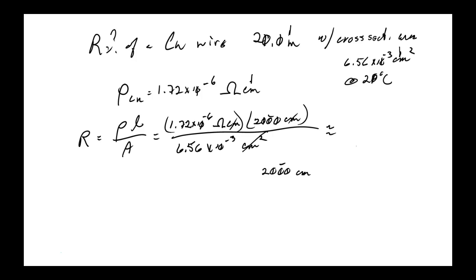Anyone get an answer yet? 0.524 is what they give in the book. 0.524, and the unit is ohms, a great unit for resistance. Okay? Sometimes my ohms look like octopi. I don't know why, but anyway. And that, by the way, finishes 17.5.